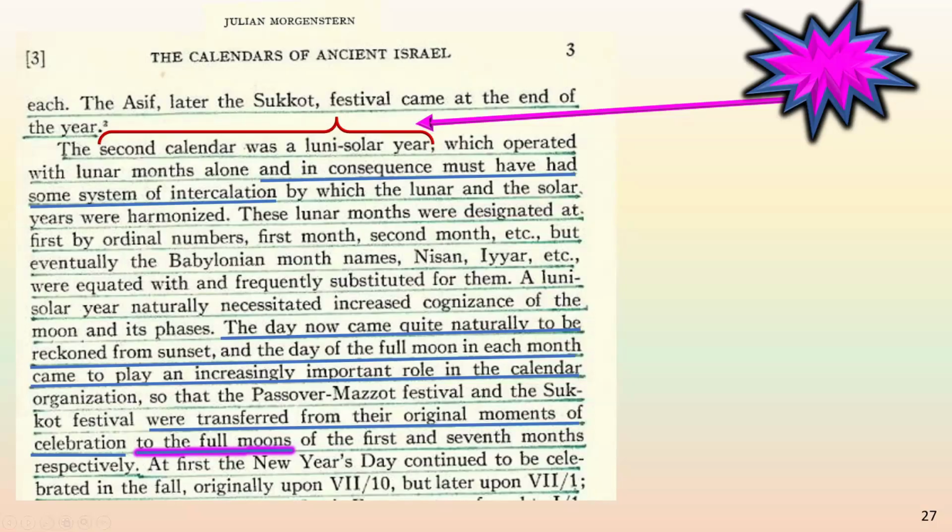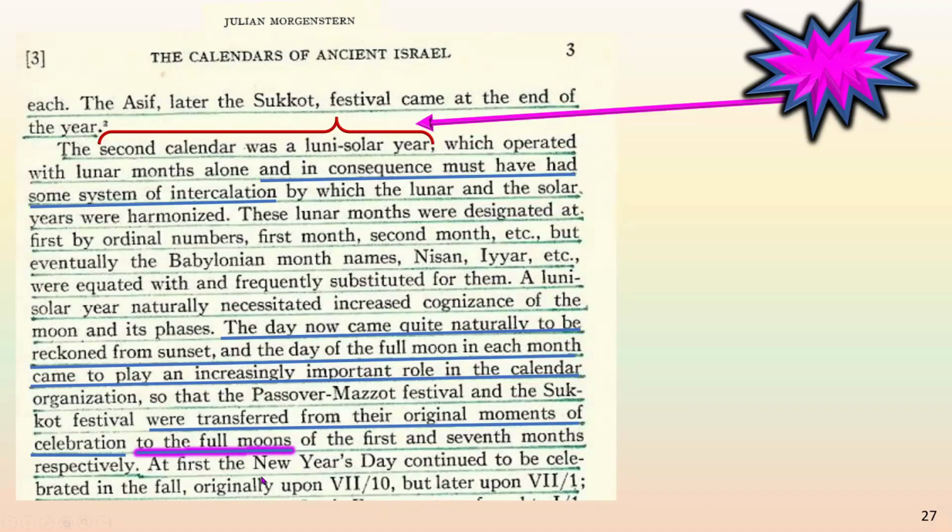This is the second calendar, and it operated with lunar months alone. And in consequence, it must have had some system of, look at this, intercalation, by which the lunar and the solar years were harmonized. These lunar months were designated at first by ordinal numbers, first month, second month, etc. But when they came back from Babylon, they came back with the Babylonian names of Nisan, etc., where they should have just been first, second, third. They should have just been numbered, not named.